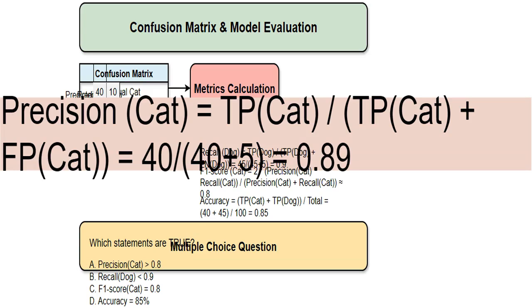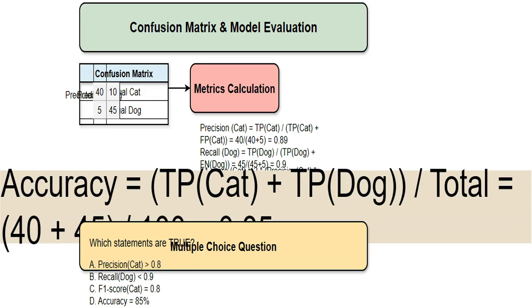The F1 score balances precision and recall. It's the harmonic mean of precision and recall for the cat class. A high F1 score indicates good performance in both correctly identifying cats and avoiding misclassifying other images as cats. It's a great way to get a combined measure of accuracy.